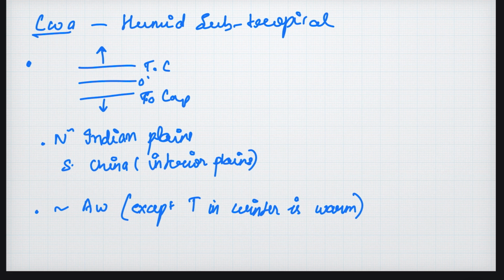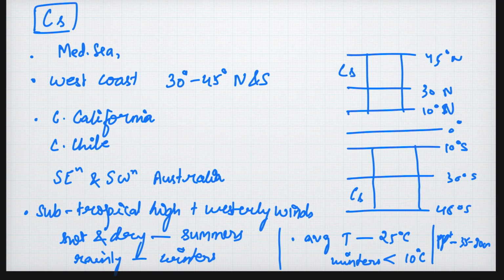CWA, which is this humid subtropical type of climate, is found polewards from Tropic of Cancer and Tropic of Capricorn. North Indian plains and South China interior plains are the places where such type of climate is found. It is somewhat similar to the AW, that is savanna type of climate, except temperature in winters is warm compared to the AW. Now CS is a Mediterranean type of climate.